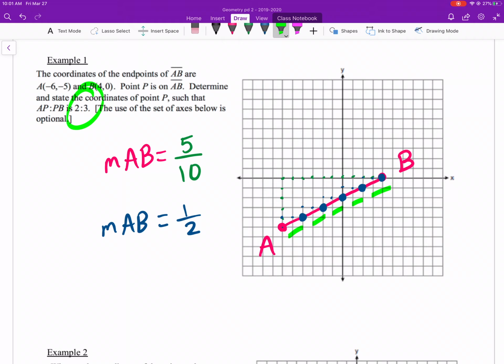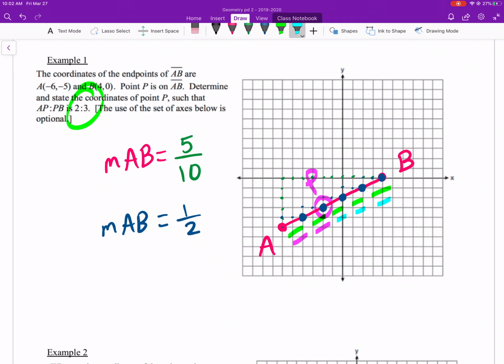Now we got to figure out which one of these points breaks it up so that it's 2 sections and 3 sections. Okay, 2 sections on the left and 3 sections on the right. So just start from the left, go 1, 2 sections worth, and that's the point we want right here. That is point P. They said that's the point that we're breaking at, point P. Because it's 2 sections there. And then 1, 2, 3 sections on the right. So 2 to 3 ratio.